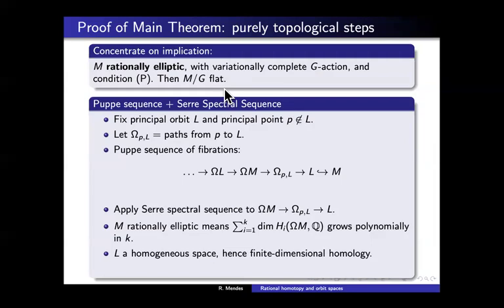Now we're starting with the hypothesis that the base has finite dimensional homology, and the fiber has polynomial growth in the homology. So already on the second page, you get polynomial growth there.